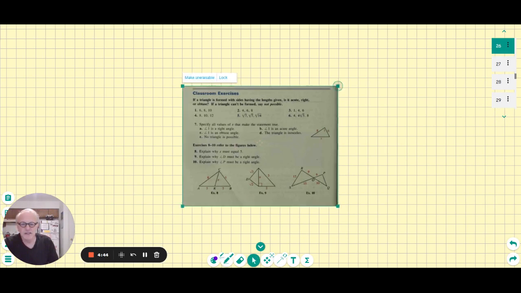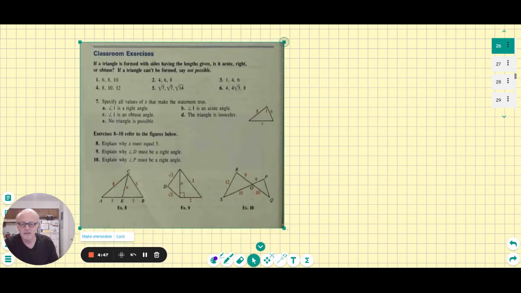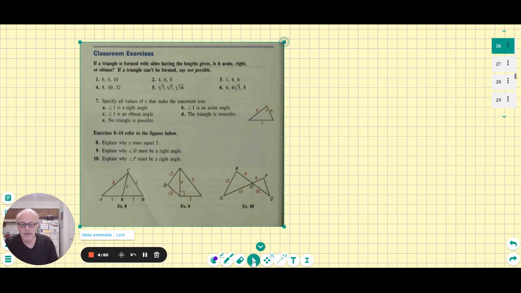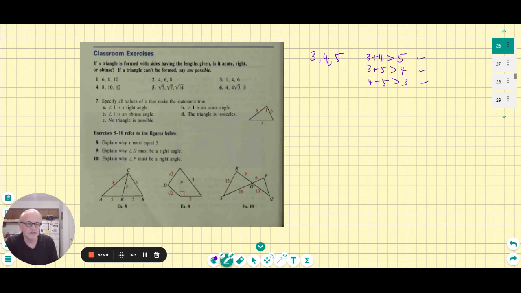So the classroom exercises in this section will deal with determining whether something is acute, right, or obtuse, or you could also have a situation where you can't even have a triangle formed. That's another rule that wasn't specifically stated in this section, but the sum of any two sides has to be greater than the third side. So with 3, 4, 5, the sum of any two has to be greater than the third side. 3 plus 5 has to be greater than 4, and 4 plus 5 has to be greater than 3. And all three of those conditions hold, so we do have a triangle.